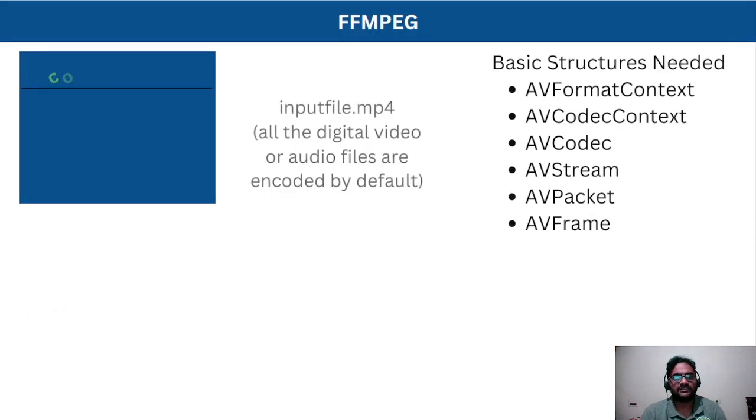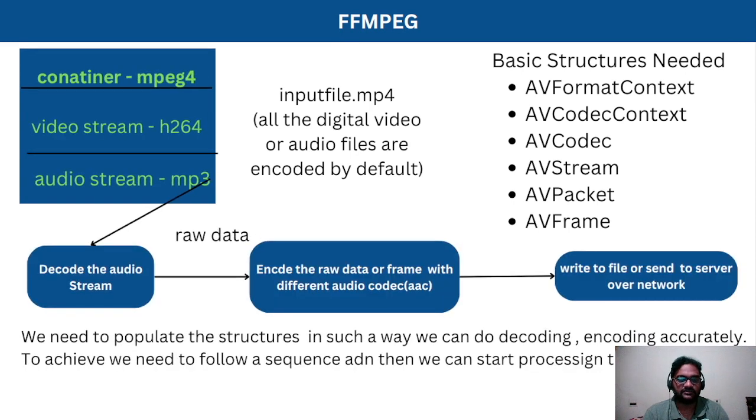Okay, so now let's see what this FFmpeg looks like. Typically, what is a file? Let's say you have a file, input file.mp4. Now this mp4 is nothing but a container. It means in this mp4 file we have three different sets of data: container data, video stream data, and audio stream data. The container is nothing but metadata. It tells what type of container this is, what type of video stream you have, how many streams there are, and what the specific formats are. It is like a blueprint of what is inside the data.